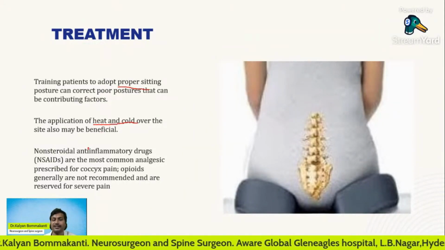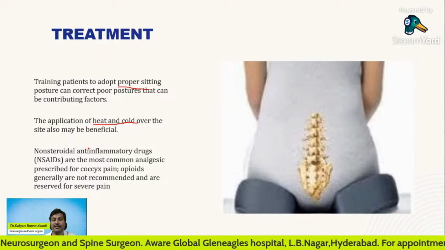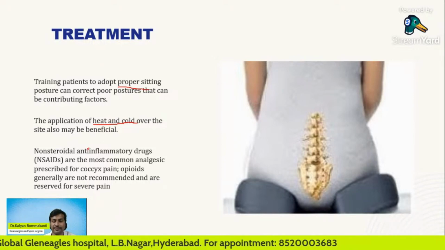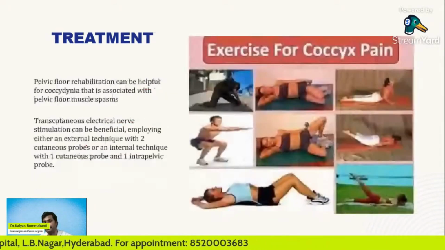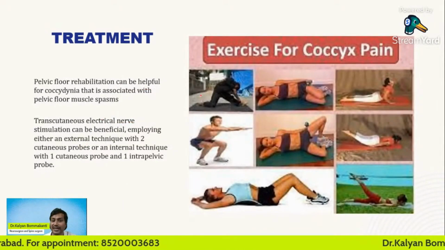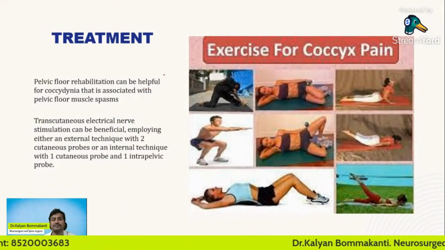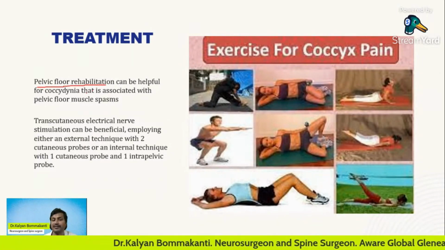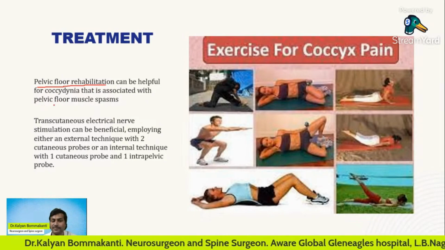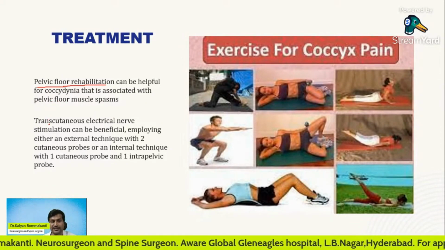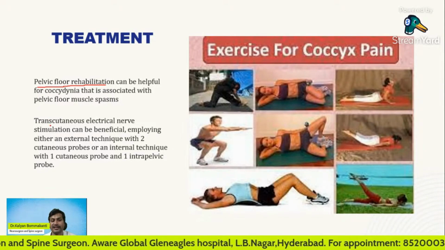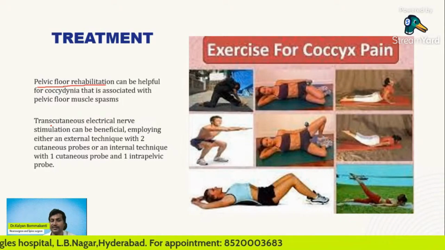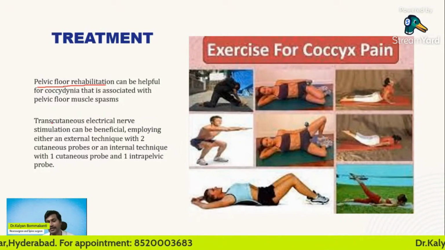We use analgesics in the form of non-steroidal anti-inflammatory agents. Sometimes opioids are given, but they are reserved only for severe pain. Various exercises are available. They are called pelvic floor rehabilitation exercises. They are designed to decrease the pelvic floor muscle spasm. TENS, which is known as transcutaneous electrical nerve stimulation, is also beneficial, which is given by two techniques, either with two external probes or one internal and one external probe.